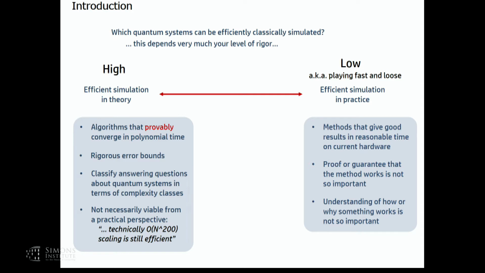When you go to the other side, if you want efficient simulation in practice, you want good results in reasonable time on current hardware. You may not necessarily care whether you can prove things or not, or whether you even understand why something works. So just to set the scene, today we're going to be somewhere in the middle, where we want methods that could be or are practically viable, and yet also still have a good understanding, a good theory of why these things work, if not rigorous proofs.